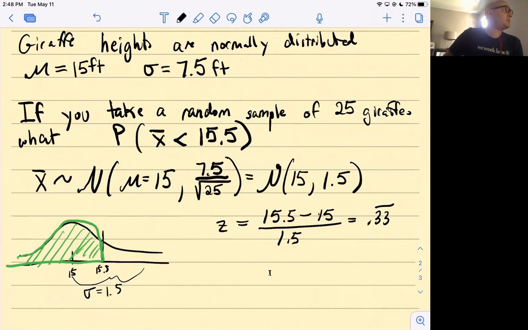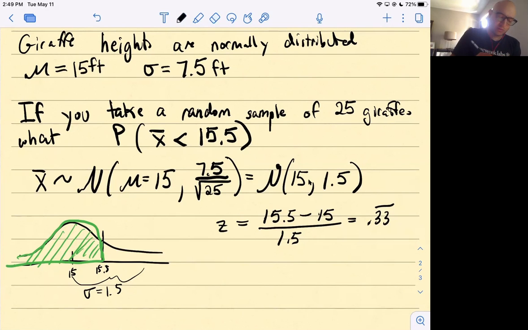So now I go to the z-table and I look up the z value, because remember now I'm going from a threshold value, a certain measure of height, and I'm trying to get a probability. So if I look up 0.33 on the table, I got 0.6293. So I'm going to write it really carefully. Probability, and this is what I'm going to look for when you're doing the test.